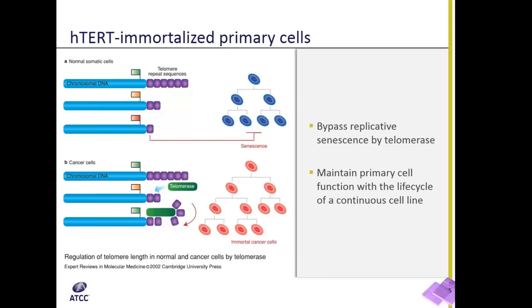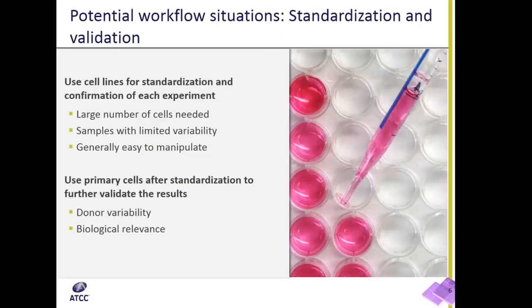ATCC hTERT cells are derived from a single clone, so a large cell number can be generated with no biological variability. So with these three possibilities, continuous cell lines, primary cells, and hTERT immortalized primary cells, where do you start? Because you can easily generate large numbers of a continuous cell line with limited variability, you should use cell lines to establish and confirm experimental conditions. Then, as you move towards the need for more specific and biological relevancy, you should bring primary cells or hTERT immortalized cells into the workflow.